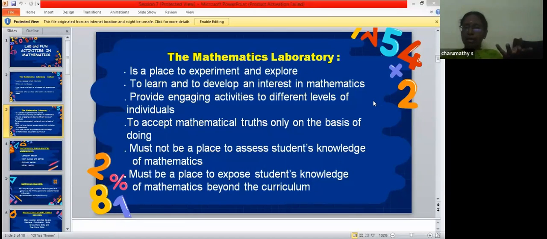For example, for making a bundle of 10, we can ask the children themselves to bring ice cream sticks, make 10 ice cream sticks into a bundle. So that becomes a bundle of 10, which represents 10. So that's a very simple way.